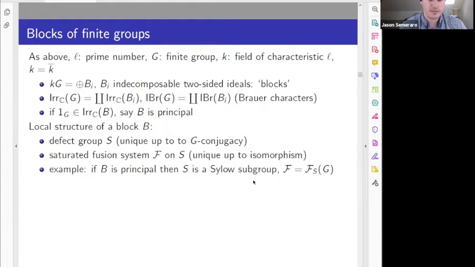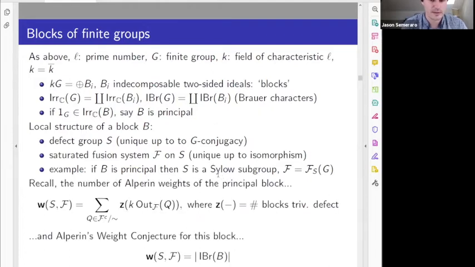Okay, and when B is principal, as Rada said, the fusion system that we recover is exactly the fusion system of the group G we started with on its Sylow subgroup. So this should all be a reminder from yesterday. I don't want to spend too much time talking about this now. Okay, and the number of weights of the principal block, as Rada said, is given by taking a sum over the F-centric subgroups Q, as defined on the previous slide, up to isomorphism, and then counting for each of them the number of blocks of trivial defect in the group algebra of the F-outer automorphism group of Q, which is defined to be the F-automorphisms modulo the inner automorphisms.